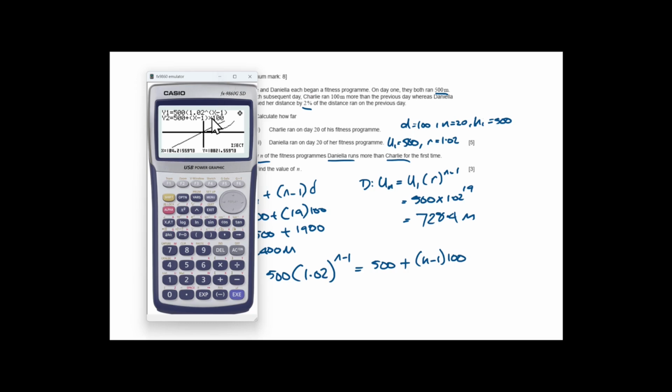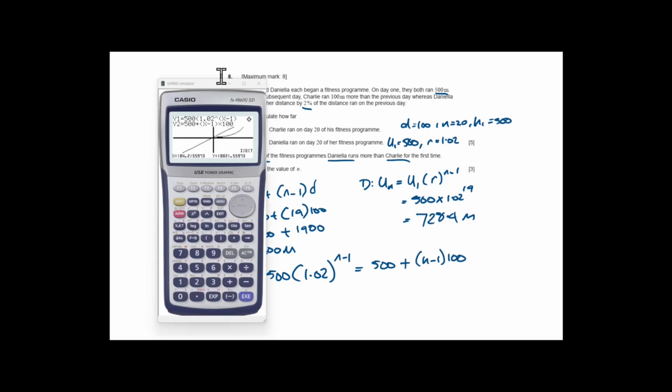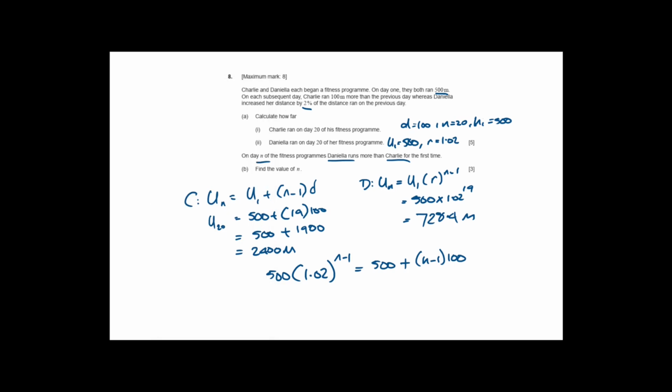So in other words, on the 185th day, they're going to be running the same. So what, 6 months down the road, they're going to be running the same distance. So on the 185th day. Answer 1, day 185. We got there in the end.